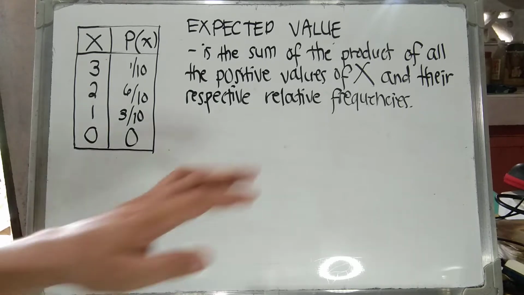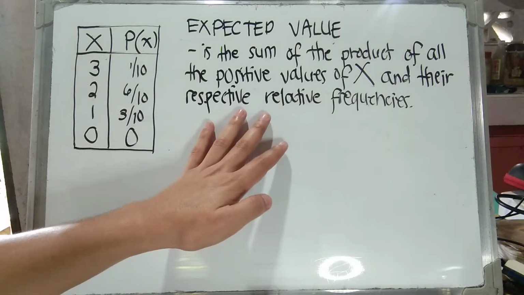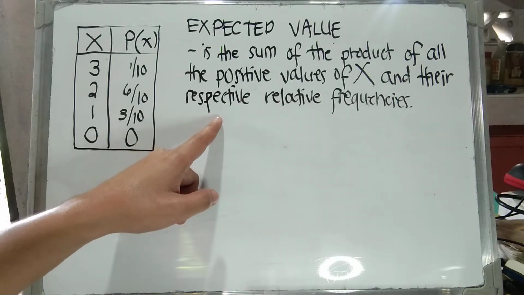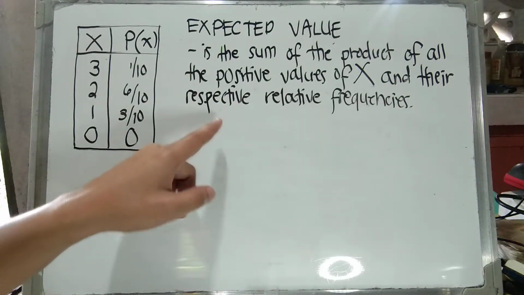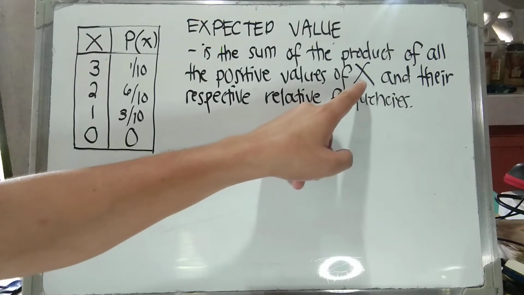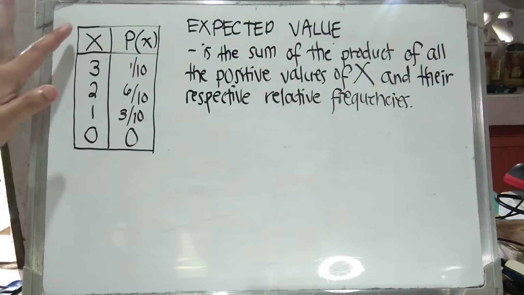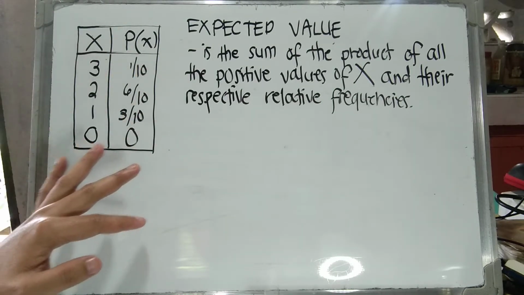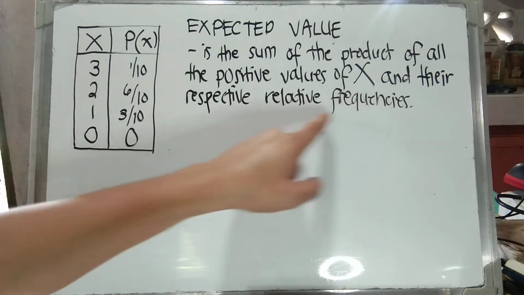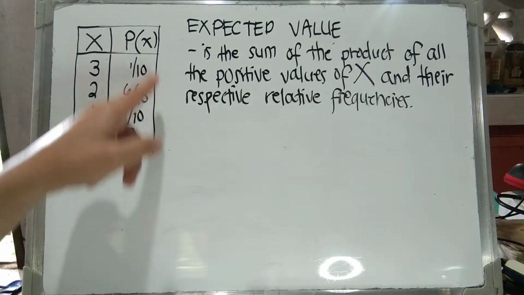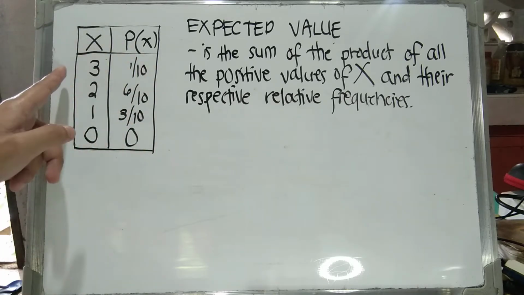Now we have here our definition for the expected value. It is the sum of the product of all the positive values of x and their respective relative frequencies. Our positive values of x refer to our random values 3, 2, 1, 0 in this example. And relative frequencies are just the probabilities of the random variable.